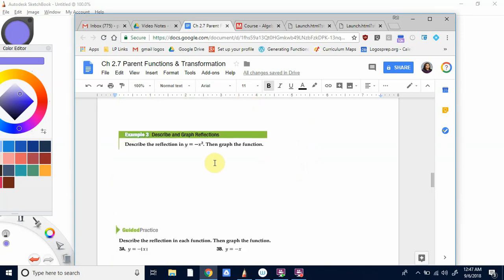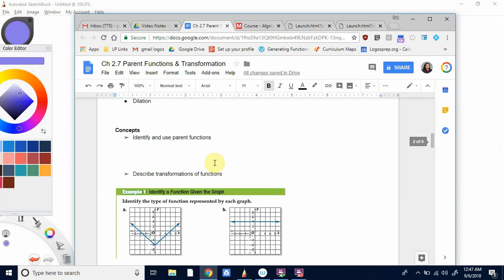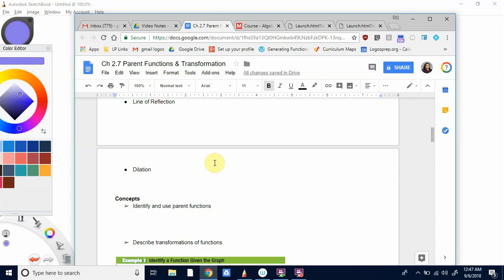Our last type of transformation is called a dilation. A dilation is going to be a shrink or an enlargement proportionally of a function. Or we can say it's a compression or a stretch. All right, so this one gets a little tricky when we're talking about a horizontal dilation.